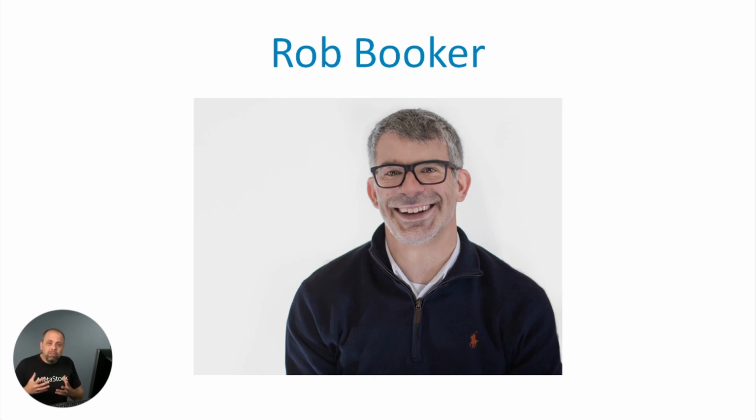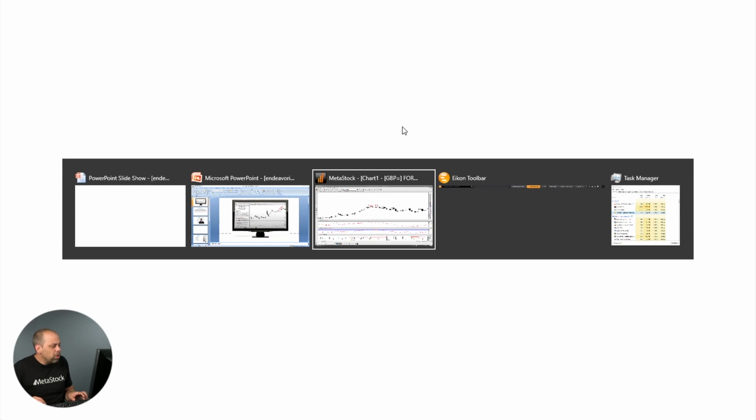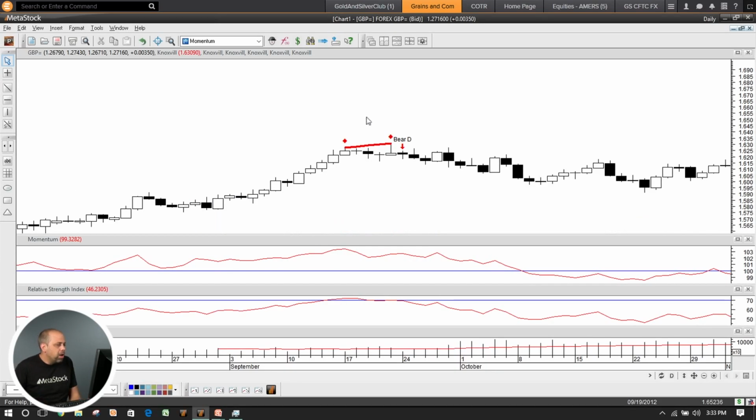The Rob Booker Knoxville Divergence is basically a counter trend indicator system, looking for very specific things to happen in the chart to give you an idea that the trend is about to change. And I want to show you exactly what he's looking for. So let's go ahead and get into a chart. Right now I've got the British pound open on a daily basis right here.